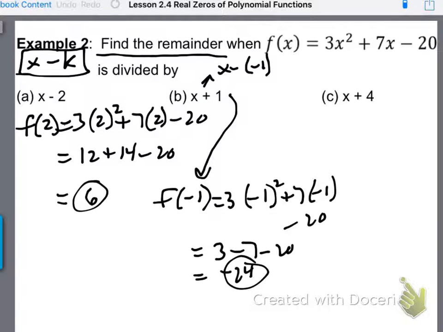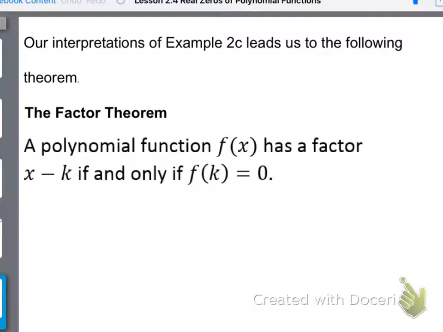And then the same thing goes for this one. I'll let you guys figure this one out, but all you do is just find f of -4. So you plug -4 in for x, and then you find out what that is. Again, that just tells you what the remainder is going to be. It doesn't tell you actually what happens when you take the polynomial divided by the factor. It just tells you what the last number is going to be.